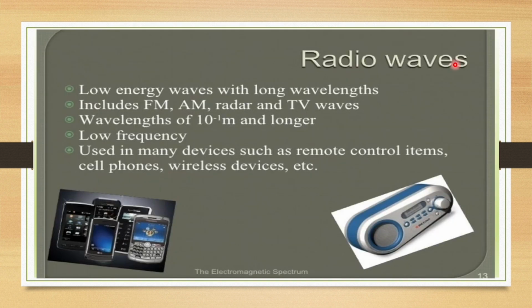Radio waves have low energy because of the lower frequency, but they have a longer wavelength. This includes FM, AM, radar, and TV waves. The wavelengths are of 10^-1 meter and longer. They are used in many devices such as remote control items, cell phones, wireless devices, etc.